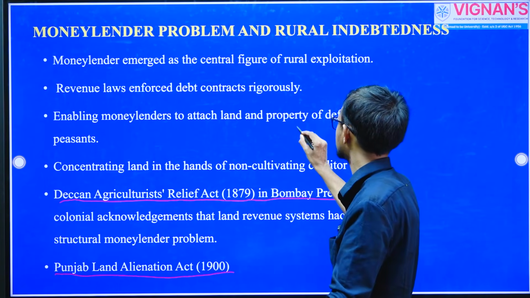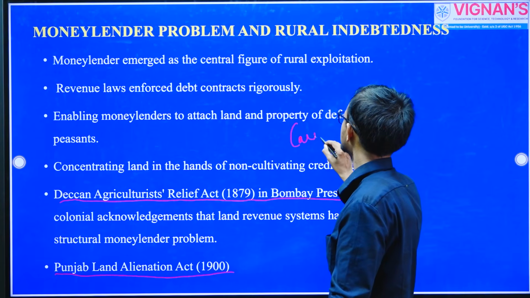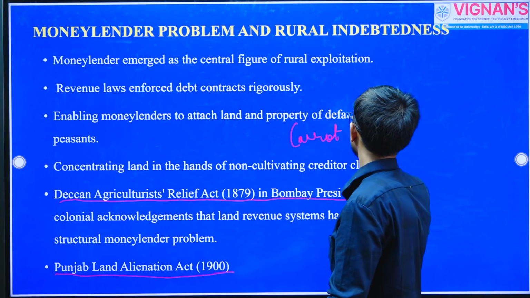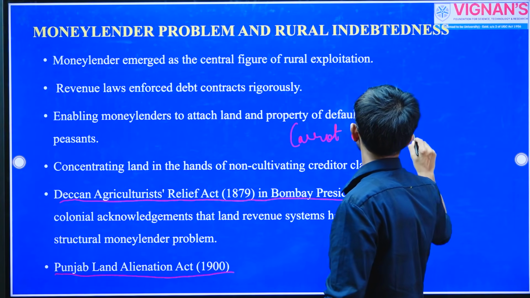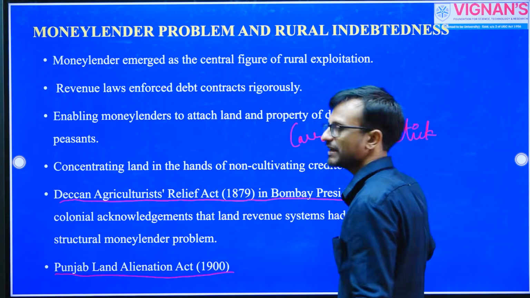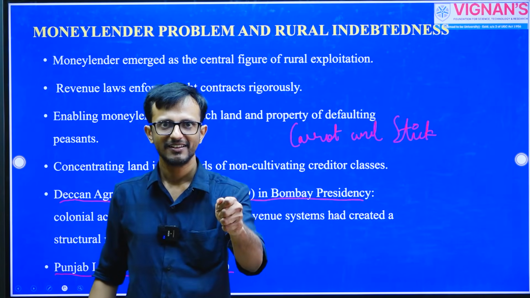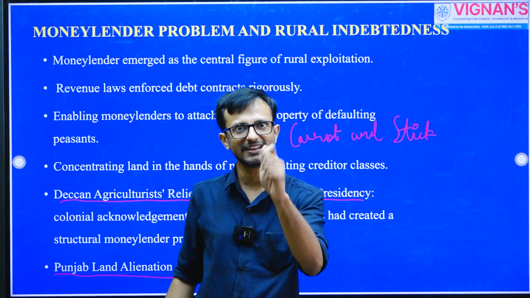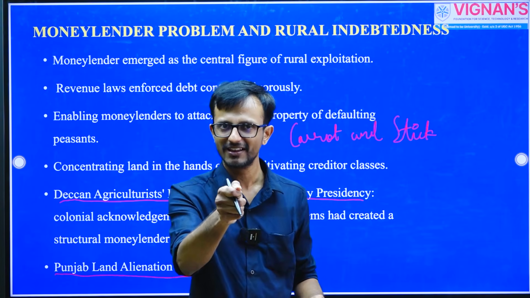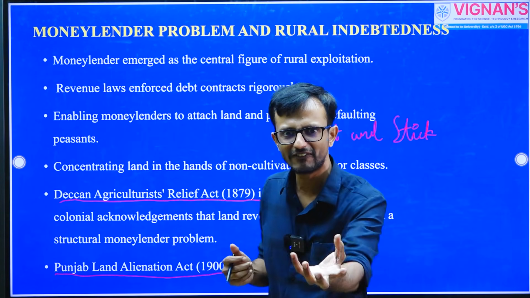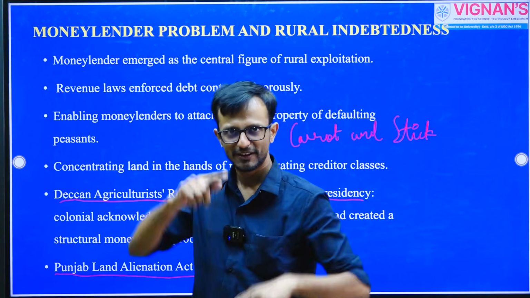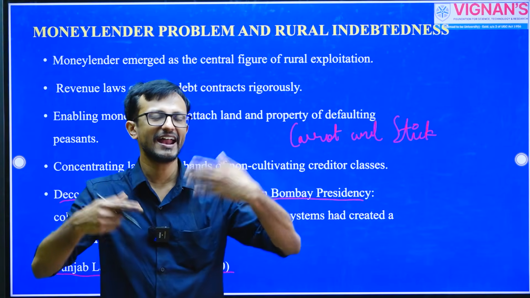So we call it carrot and stick policy. You know what is carrot and stick policy? That the colonial state had always implemented. Carrot and stick means what? Through the stick you are beating, right? So the colonial state has this carrot and stick policy. They will beat the peasants, and when the peasants get frustrated, they will give carrot. They'll give some relief measures. So that is how the colonial state had actually functioned.